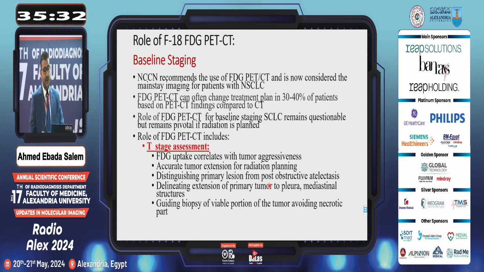For T staging, it has been shown that the degree of metabolic activity does correlate with tumor aggressiveness in lung cancer, which could affect management and prognosis. Accurate tumor extension is also crucial if radiation is planned. It can also distinguish between post-obstructive atelectasis and primary tumor, as we'll show. It can also guide biopsy, so it can avoid any central necrotic portion of the tumor.